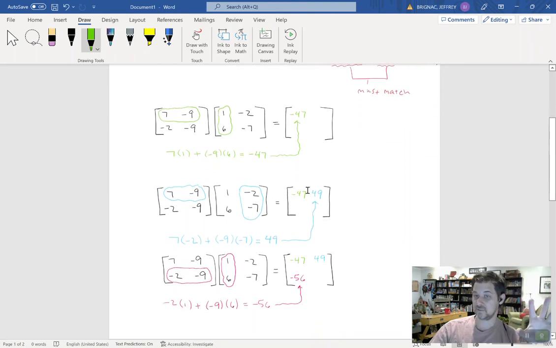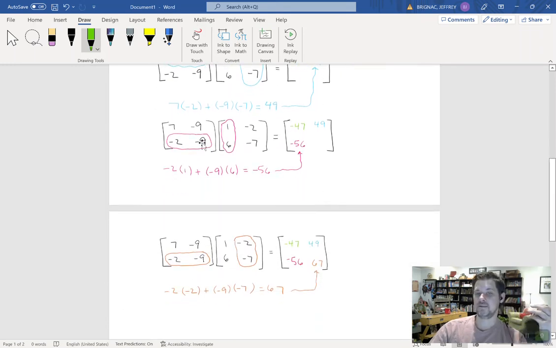Moving on to the next one. This next entry, row 1, column 2. I've got that done in blue here. You take these times these. It's always the rows of the first one combined with the columns of the second one. So we take these and these in the same way as up here. I do 7 times negative 2 plus negative 9 times negative 7. See that right there? That's 49. That's this entry. And hopefully you're getting a grasp of the pattern.